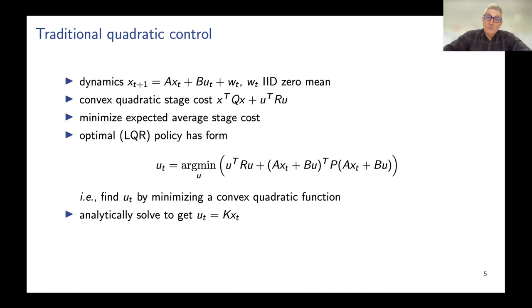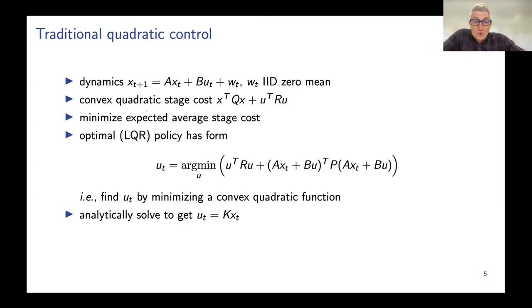So we'll start with a case where you can. That's traditional quadratic control. So here you have your linear dynamics. X_t is your state, U_t is your input, and W_t is some disturbance that's zero mean. We have a convex quadratic stage cost. This is all traditional. This is from 1960. And what we should do is find a policy, U_t, which is a function of X_t, and it should minimize the average stage cost.